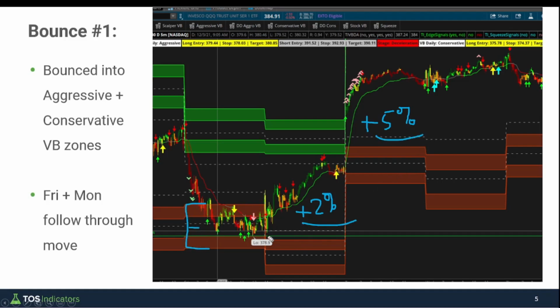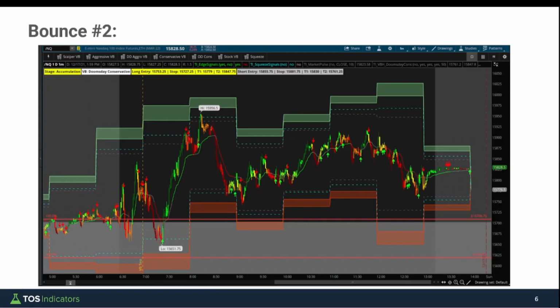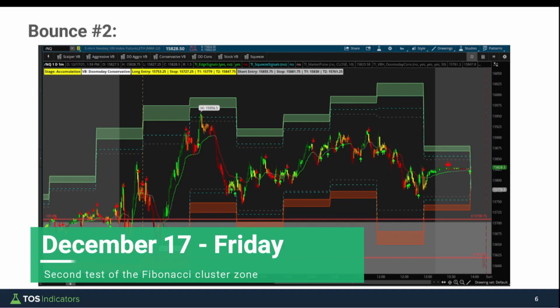And this overlap also happened inside of that same Fibonacci cluster. So that's what we're looking for. Bounce number 1, December 3rd, was that ideal bounce in which one of our two tools let us take advantage of those zones. Now, if we come in and take a look at bounce number 2, that happened fairly recently. That was this past Friday, December 17th.